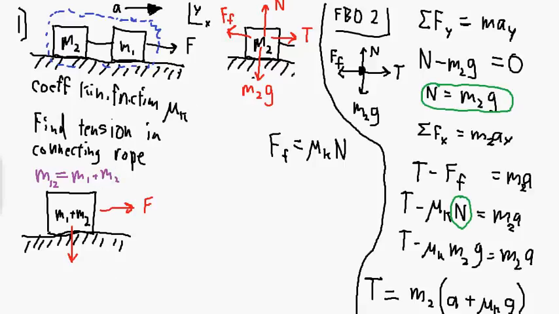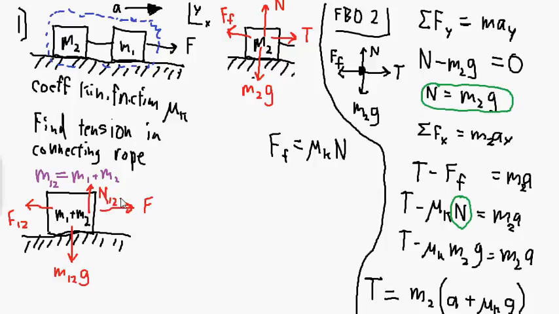So the weight of this object is M12 times G. Here's the entire normal force on this object. I'll call that M12. And then we have the friction force that's acting backwards from this object. Does this work? Is this legitimate?